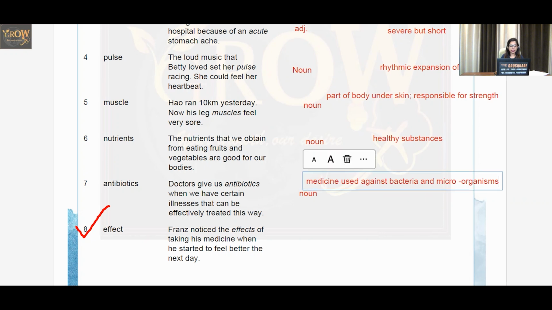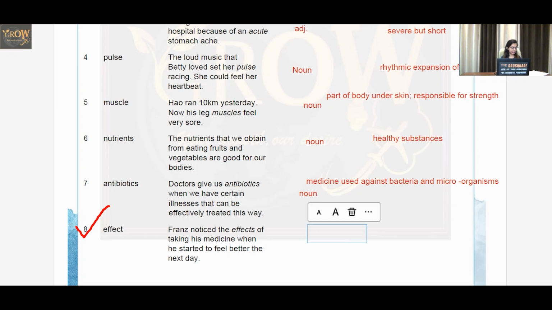So this is the definition, that antibiotics are the medicines that are used against bacteria and microorganisms. Now let's move ahead towards the next word, which is effect, right? Eighth one. So what it is, this is again a noun.